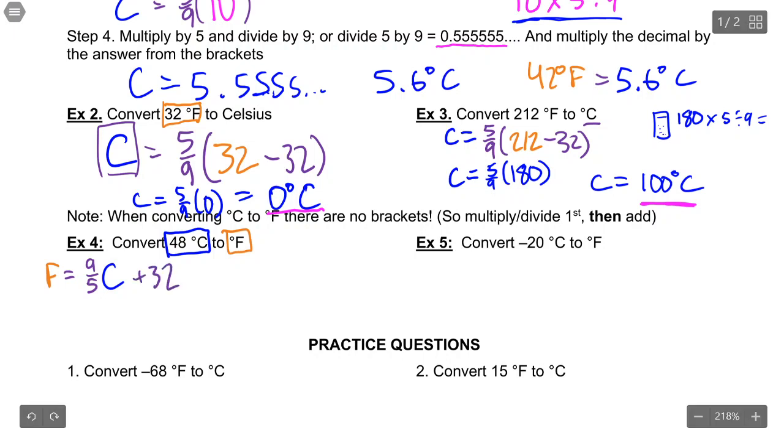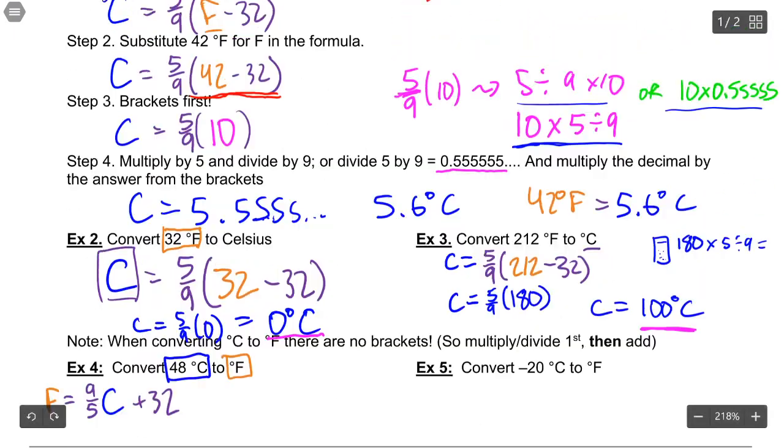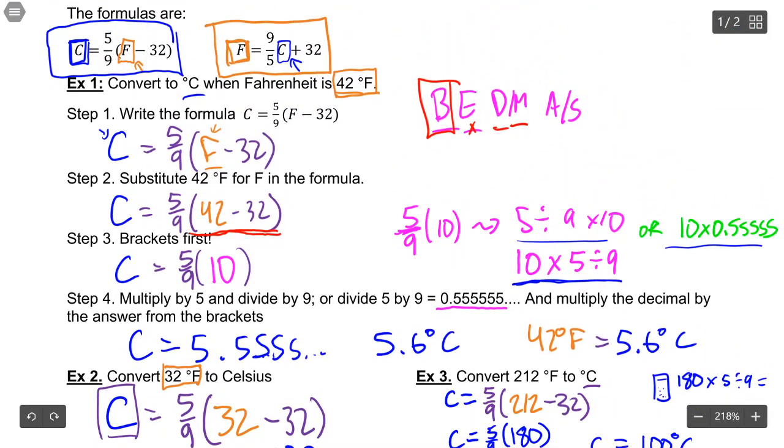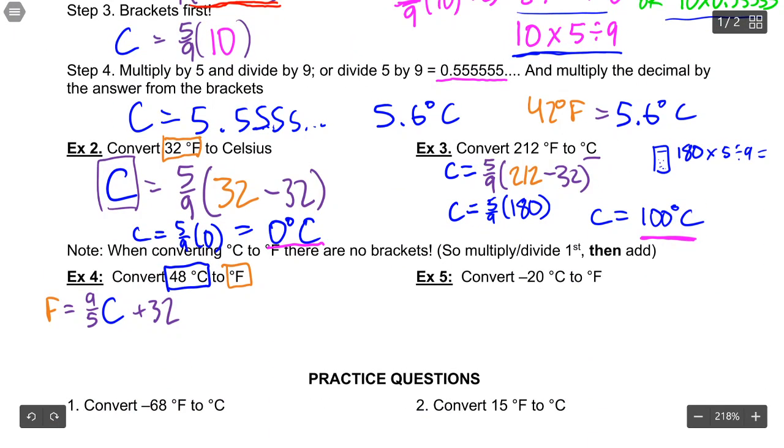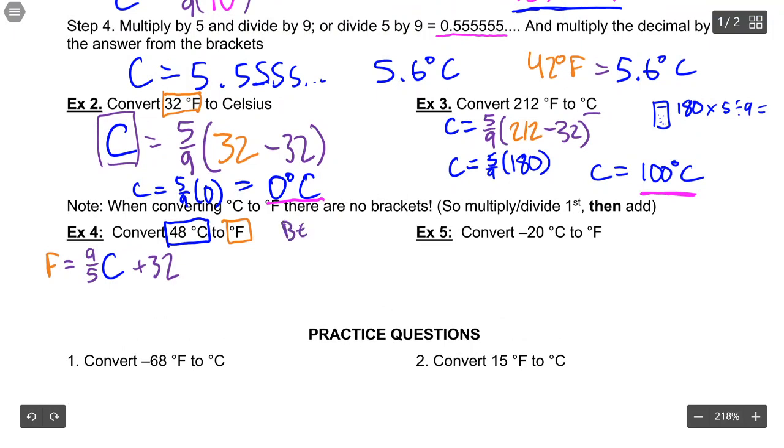This one has no brackets, which is really important, because in this case we're going to be doing different BEDMAS. We've got division, multiplication, addition, subtraction, and no brackets. So according to our order of operations, we are going to do our multiplication, division first, then our addition, subtraction. So in this question, F equals 9 divided by 5.